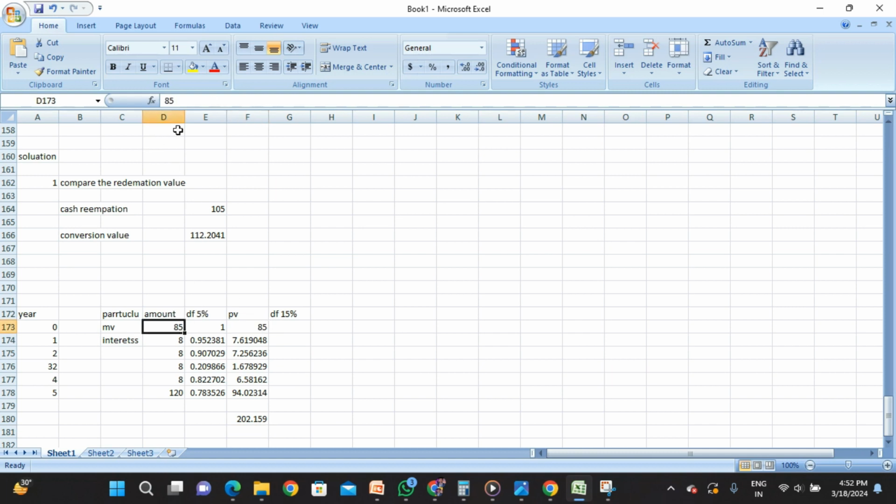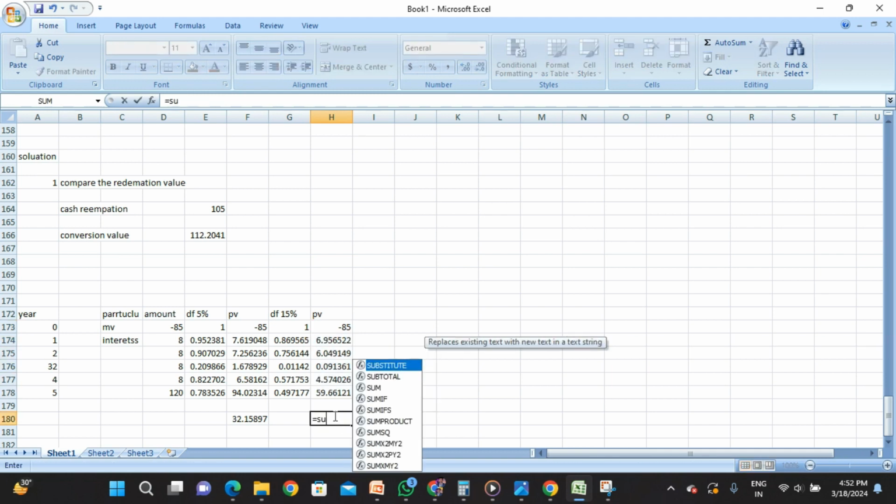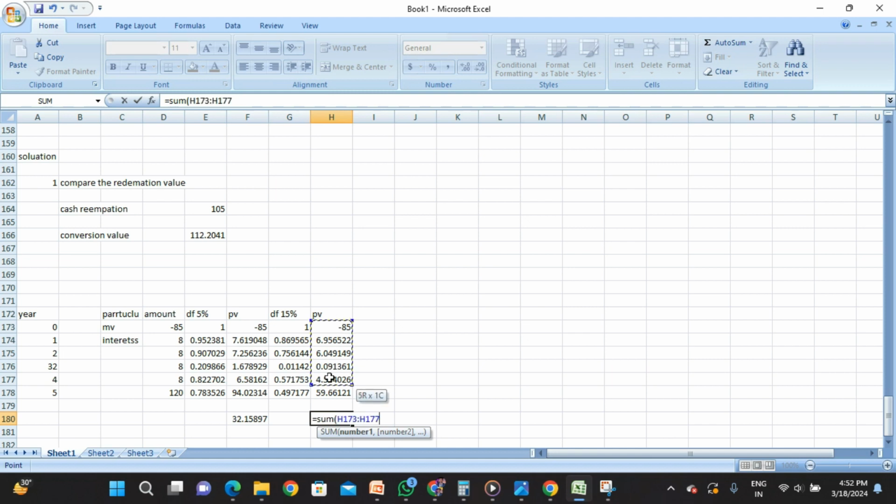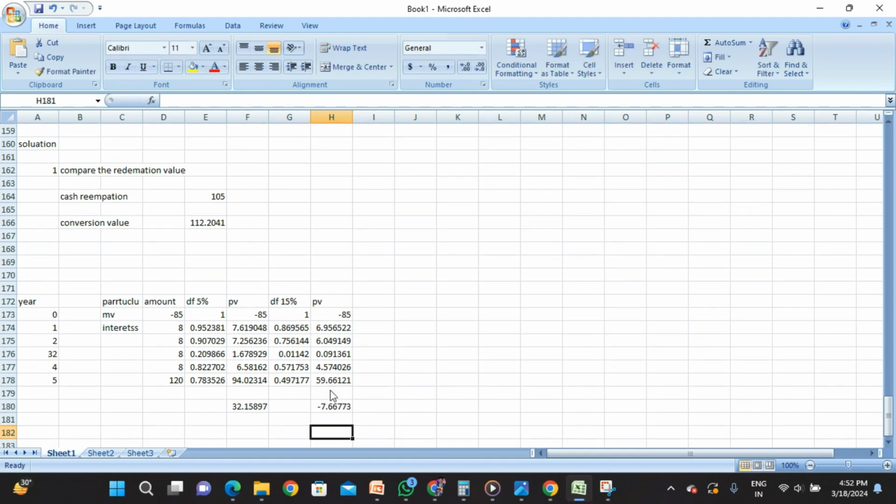There was a problem, I did not put the minus sign here, so we are getting 32. For the discount factor, 1 divided by 1.15 bracket like this, 0, we are getting 1. Scroll down, present value equals this amount into 1, we are getting minus 85. We scroll down, we are getting this value, and PV we are getting minus 7.